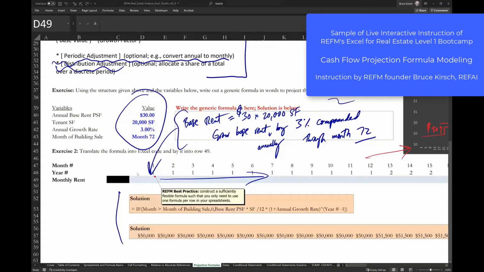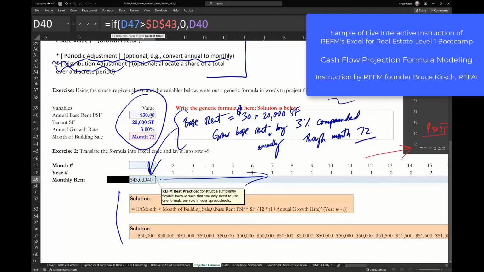I'd like a volunteer. I'm in cell D49 here. Tell me what I should type after the equal sign. IF, open bracket, D47, so the first month, larger than, and then I locked in D43. Okay, good. 0. And tell me what that does. So that just zeroes out the values beyond the sale date. Good, okay. And then beyond the comma, I locked in D40, the annual base rent.